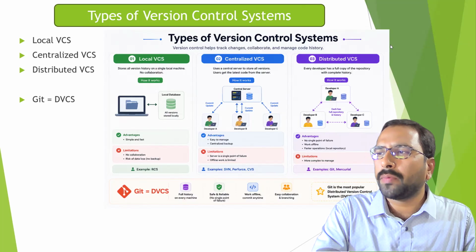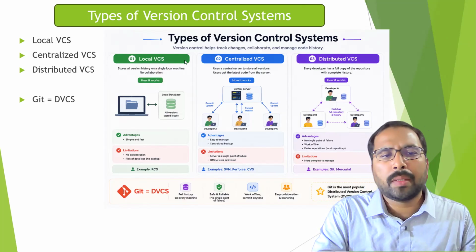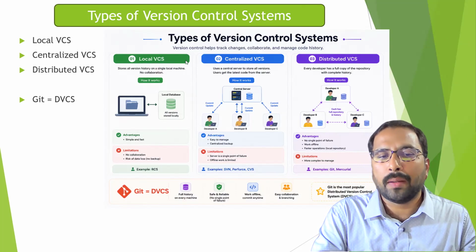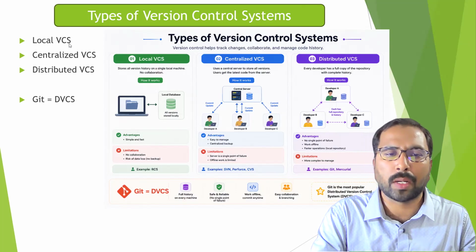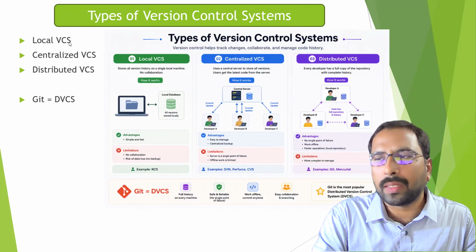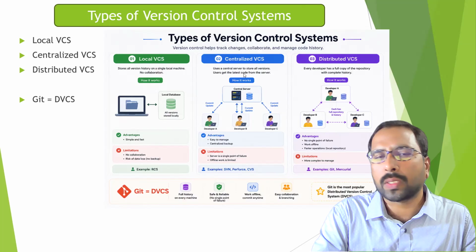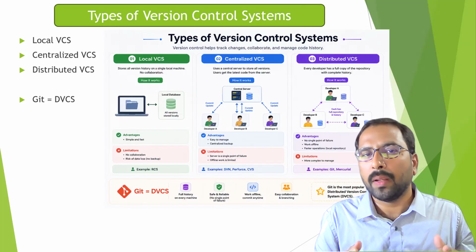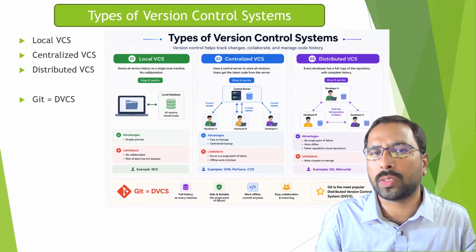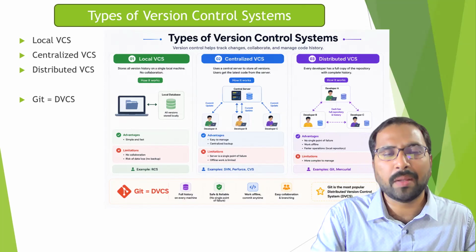So, types of version control system. There are three major types: local VCS, centralized VCS, and distributed VCS. VCS means version control system, shortcut is VCS. So three different version control systems are there. Currently, which one is the latest, the trending one worldwide? Obviously, the distributed version control system. That is nothing but Git.